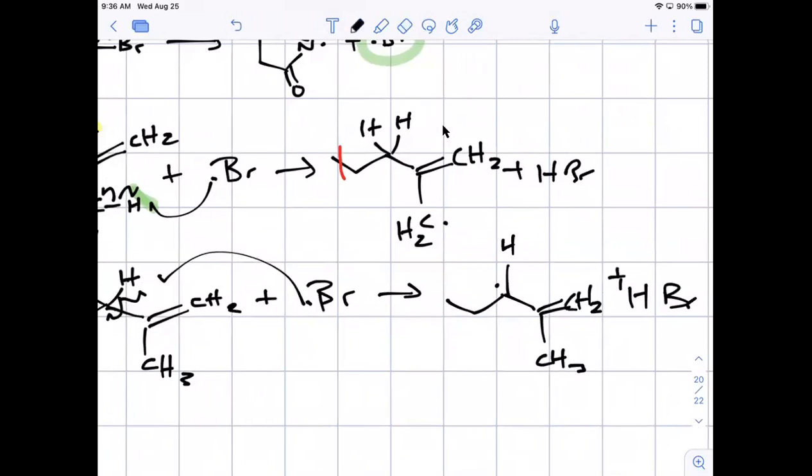Is the bottom CH3 or CH2? It's CH3. You mean in the second step, the propagation step? Yes. Yeah, it's CH3. I'm only going to abstract from one side or the other. I'm not going to do them both at the same time. Okay. Yeah, good question.